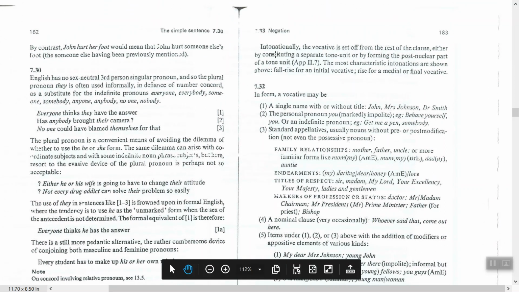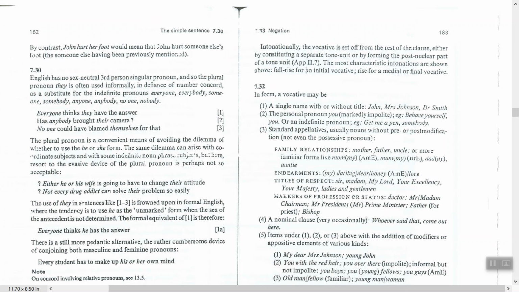Now intonationally. It means the intonation. Tone of vocative. The vocative is set off from the rest of the clause, either by constituting a separate tone unit or by forming the post-nuclear part of a tone unit. The most characteristic intonations are shown above. Fall, rise, okay, at the beginning. For initial vocative, we have fall, rise. Rise for a medial or final vocative.